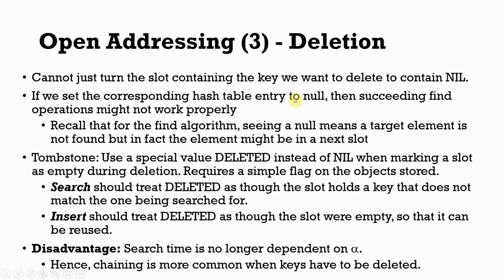So a strategy to deal with it is called the tombstone. Basically, instead of just deleting, you want to flag that cell. We use a special value like deleted, just like a flag, instead of not in the list. So you would have basically two flags. One would just say it's not in the list.